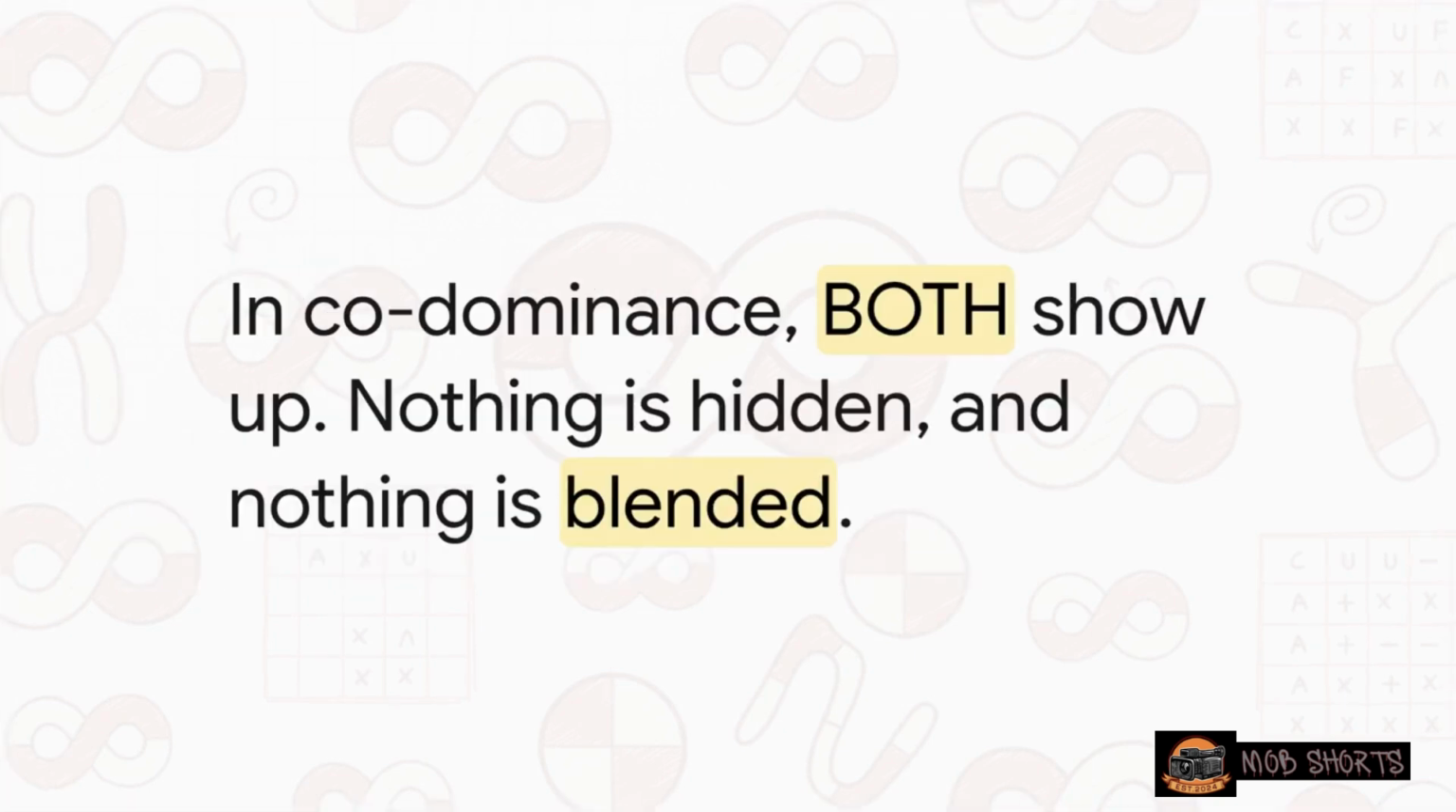So, after all that, what's the one thing you absolutely have to remember? It's this. In codominance, both show up. That's it. It's not a competition, it's cooperation. Both alleles get to shine, nothing gets hidden, and absolutely nothing gets blended. And just like that, you've cracked the code.